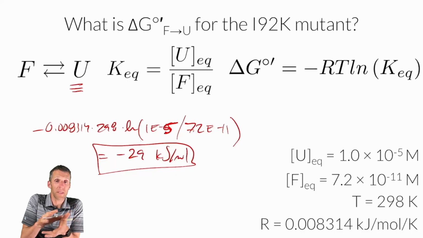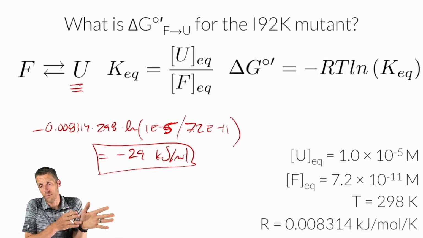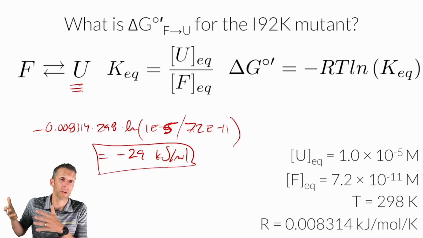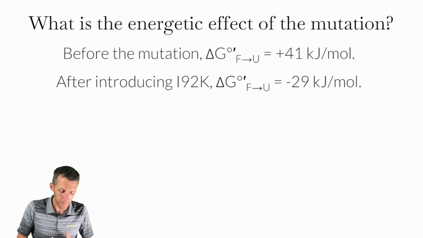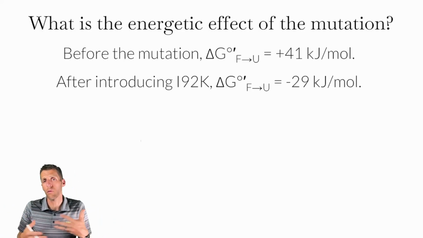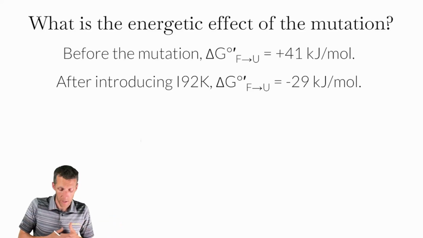It's saying our free energy will be negative, that we're going to have to see a lot more forward reactions than reverse reactions. So it's strongly now favoring the forward direction. So what's the energetic effect of the mutation, right? This is where we get to when we say, oh, a bond is worth this. How do we turn this into the energetic effect of the mutation?